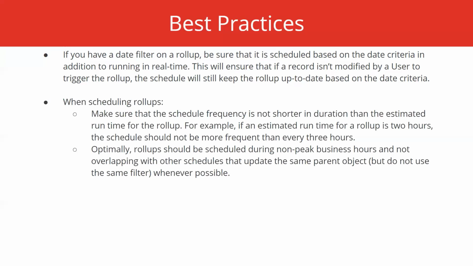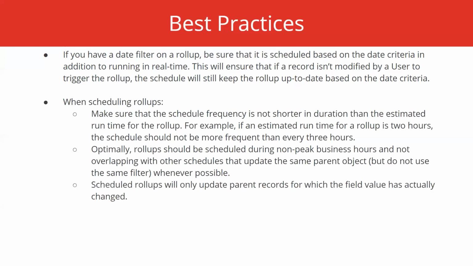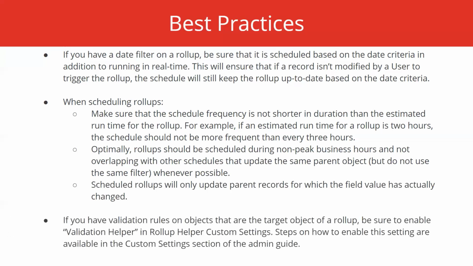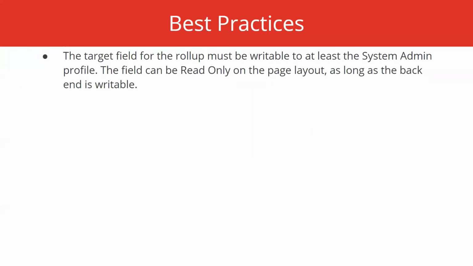Optimally, rollups should be scheduled during non-peak business hours and not overlapping with other schedules that update the same parent object, but do not use the same filter whenever possible. Scheduled rollups will only update parent records for which the field value has actually changed. If you have validation rules on objects that are the target object of a rollup, be sure to enable Validation Helper in Rollup Helper Custom Settings. Steps on how to enable this setting are available in the Custom Settings section of the Admin Guide. The target field for the rollup must be writable to at least the system admin profile. The field can be read-only on the page layout as long as the backend is writable.